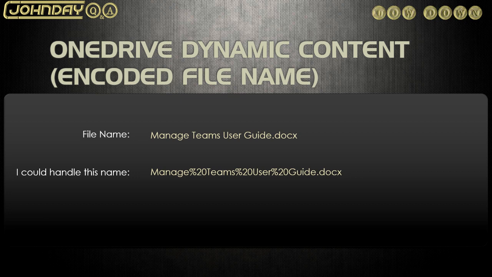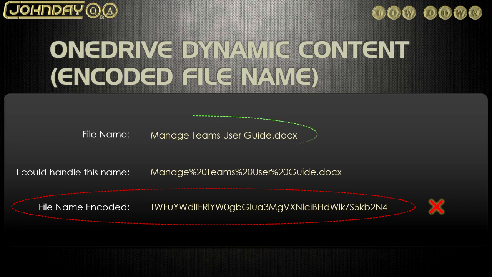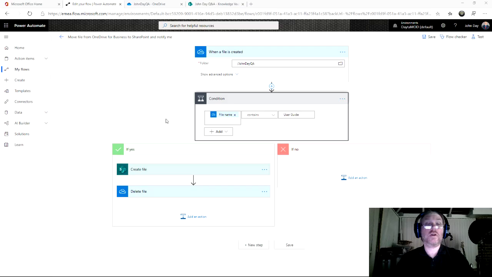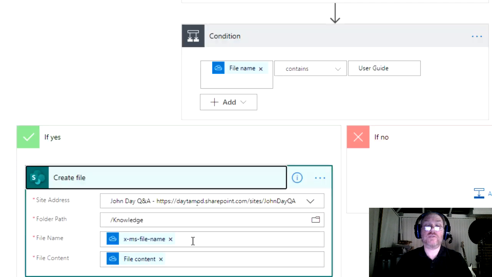But that's not actually what the encoded is in Flow. That is the encoded file name, and it's got no user guide in that whatsoever. So the problem is it's looking for that field, and I need to find a way of grabbing that one. I have to take that field name, this encoded one, and replace it with one that doesn't have encoded, like I saw in the original template.